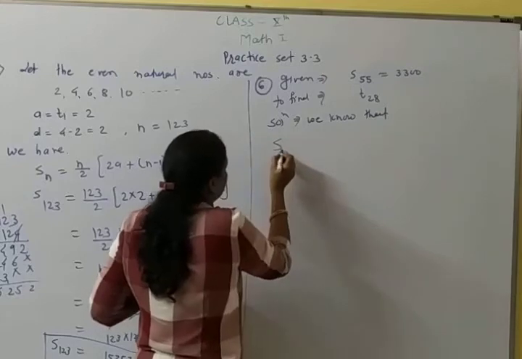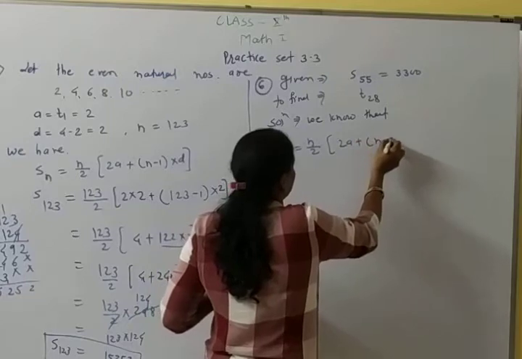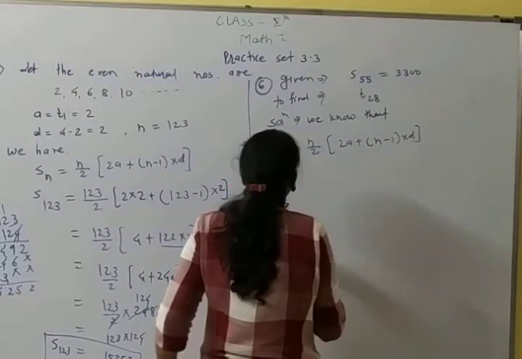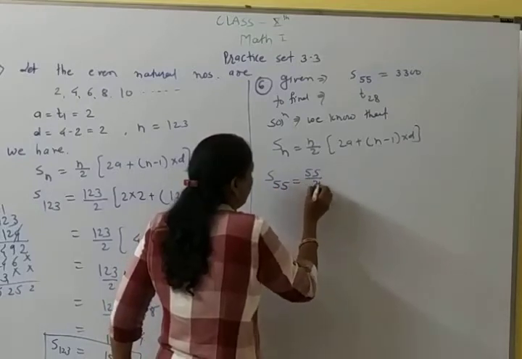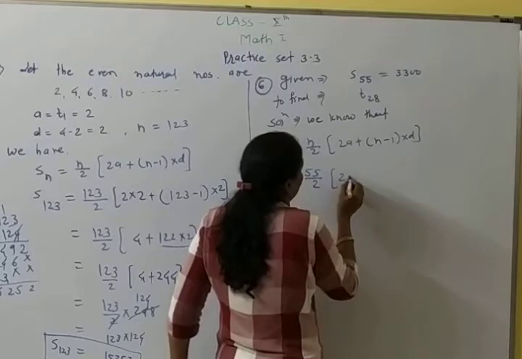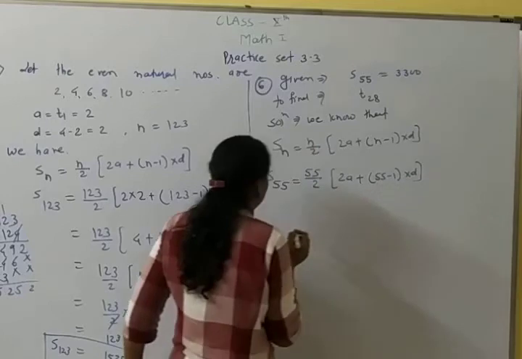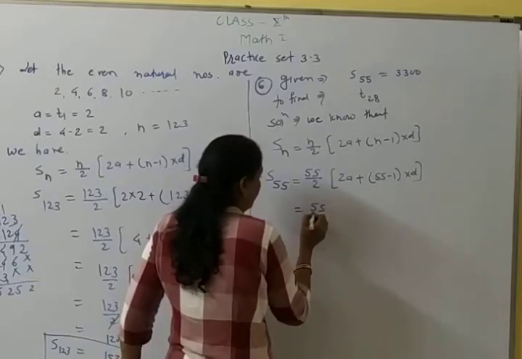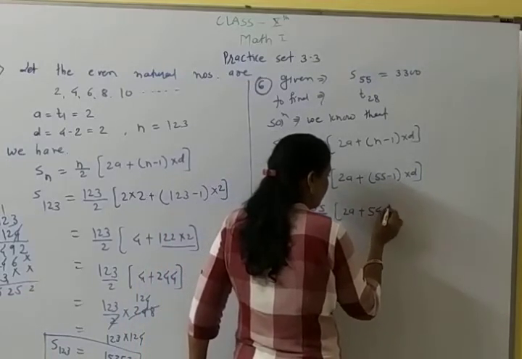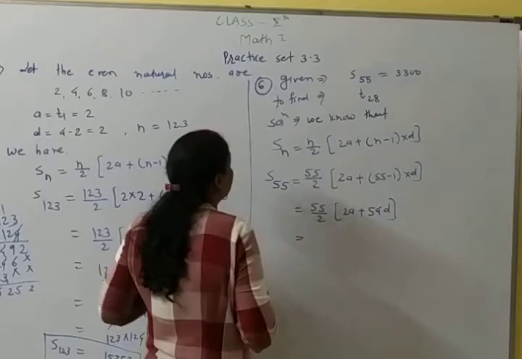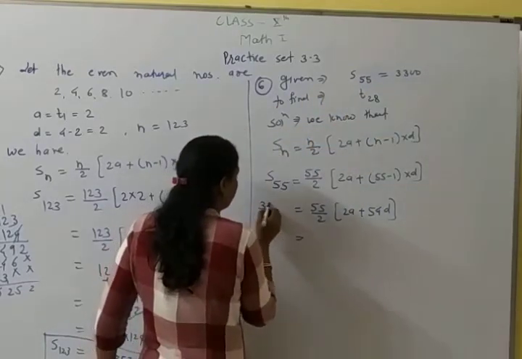We know that Sn equals n upon 2 into twice a plus n minus 1 into d. Here the sum of 55 terms equals 55 upon 2 into twice a plus 55 minus 1 into d, that is 54d. But given that S55 equals 3300, so write down here 3300.